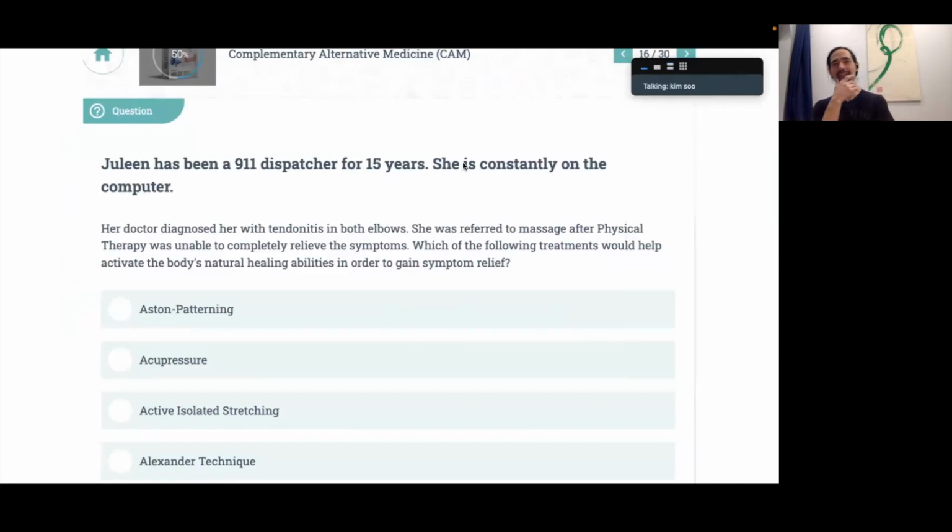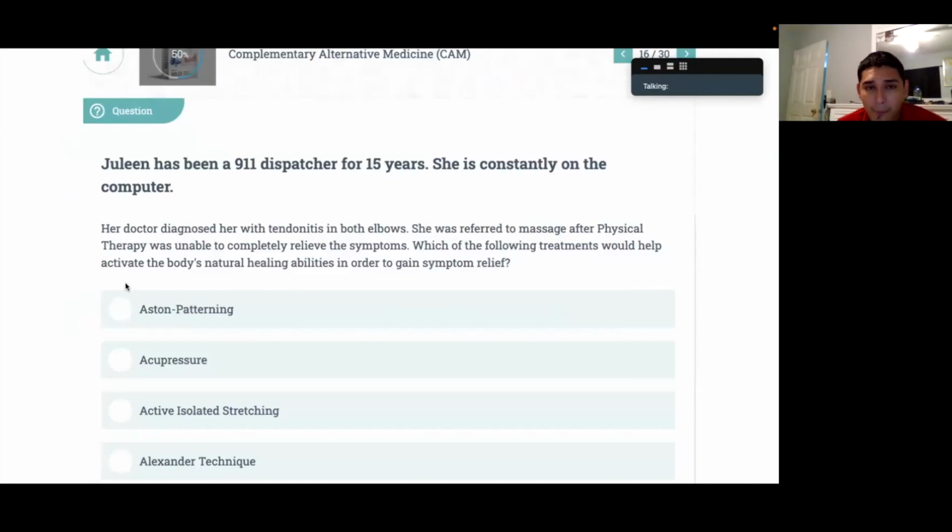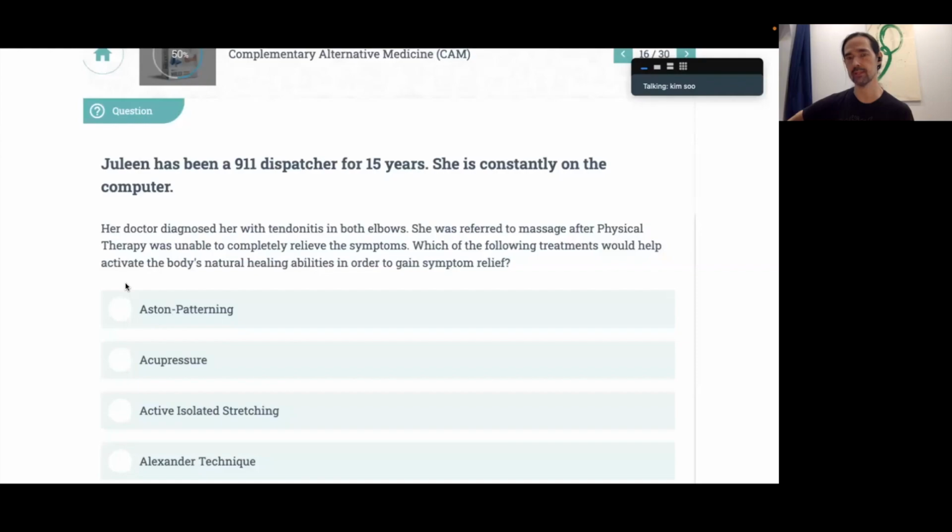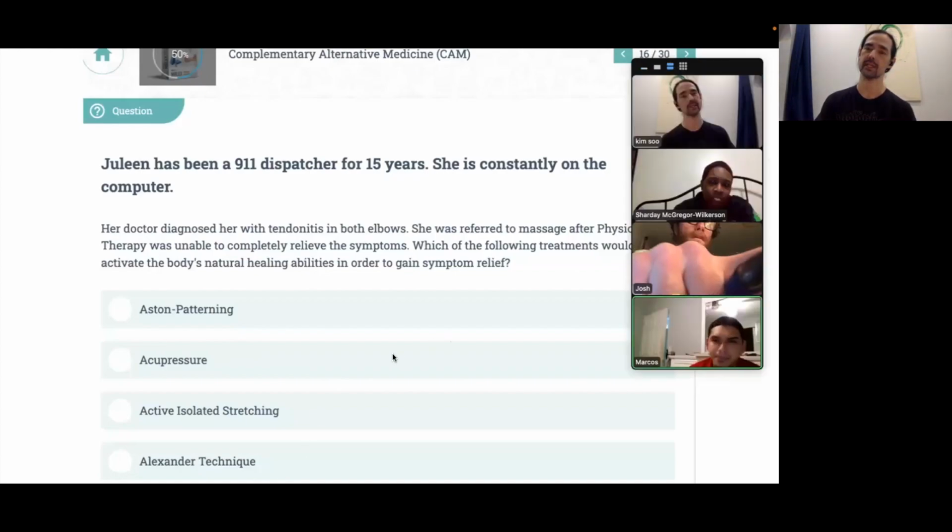Okay, Julene has been a 911 dispatcher for 15 years. She is constantly on the computer. Her doctor diagnosed her with tendonitis in both elbows. She was referred to massage, but after physical therapy was unable to completely relieve the symptoms. Which of the following treatments would help activate the body's natural healing abilities in order to gain symptom relief? Aston patterning, acupressure, active isolated stretching, or Alexander technique.